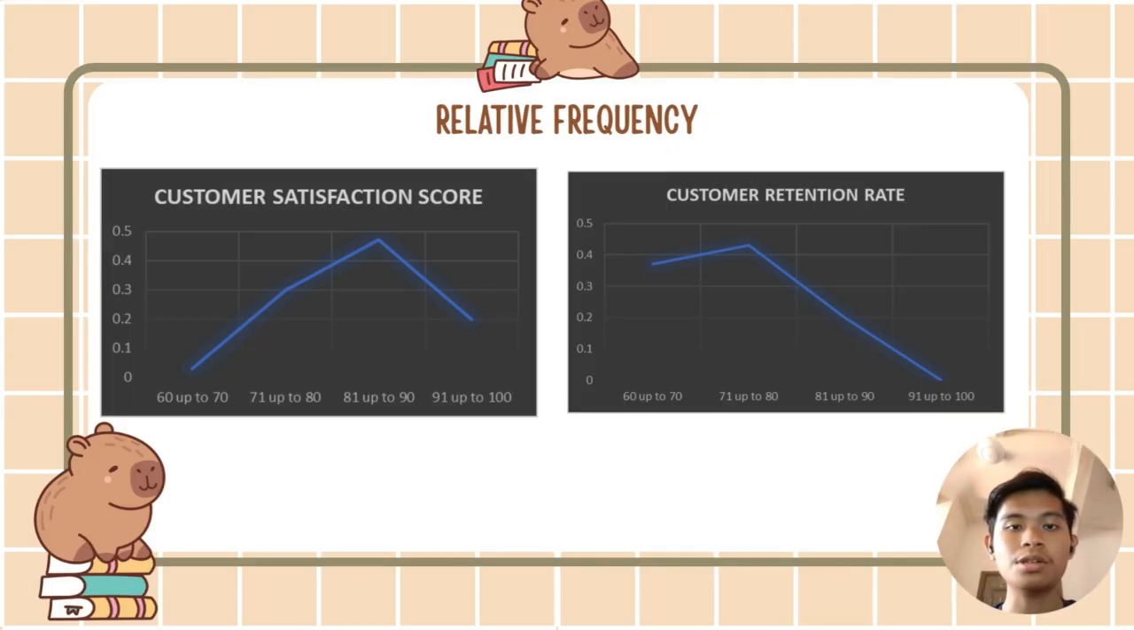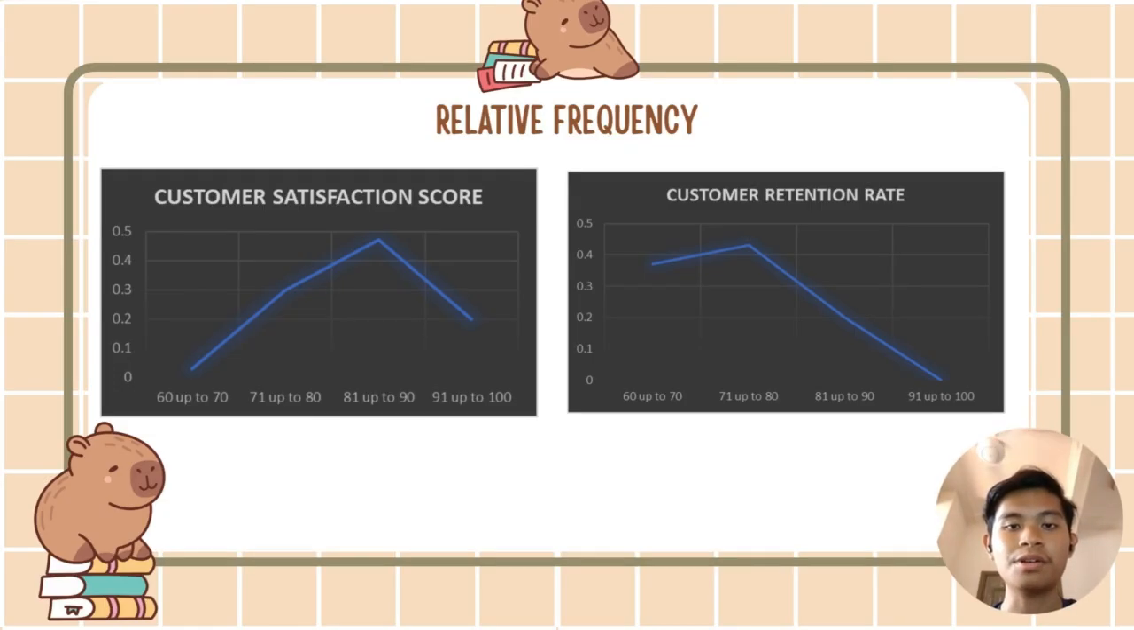According to the polygon shown on the screen, from 60% up to 70%, the relative frequency for customer satisfaction score is 0.03 and for customer retention rate it's 0.37. Next, I'm going to compare from 71% up to 80%. The relative frequency for customer satisfaction score is 0.3. For the customer retention rate, it's 0.43.